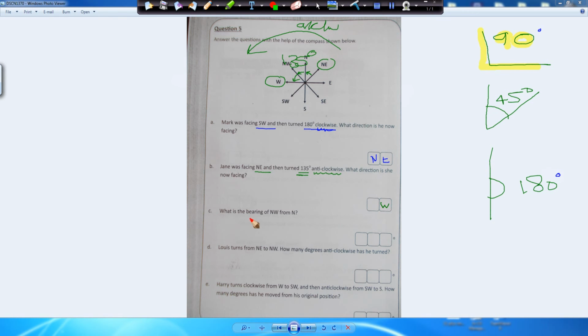Okay, what is the bearing of northwest from north? Let's rub everything off again. This style of question is a GCSE style question, I know because I teach it. So let's get used to the language. What is the bearing of northwest from north? The key word is from. So where do we start the question, here or here? Northwest or north?